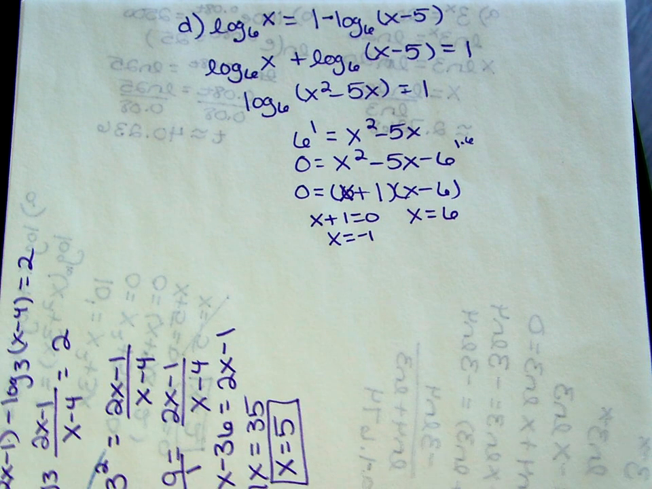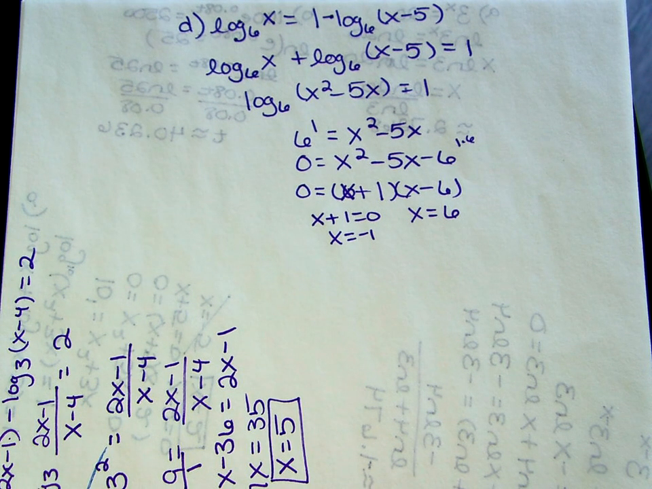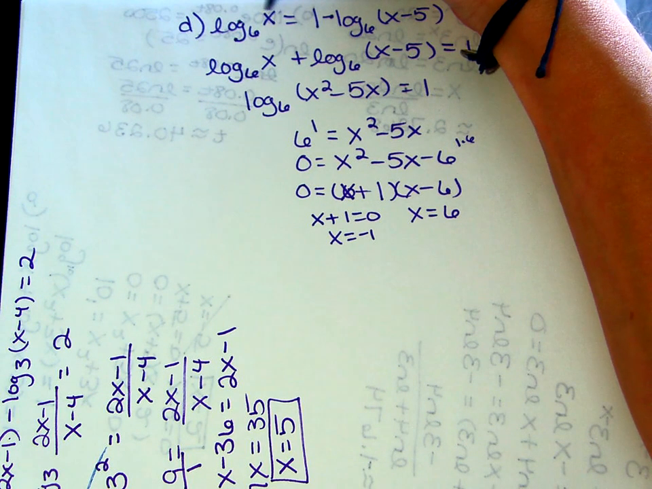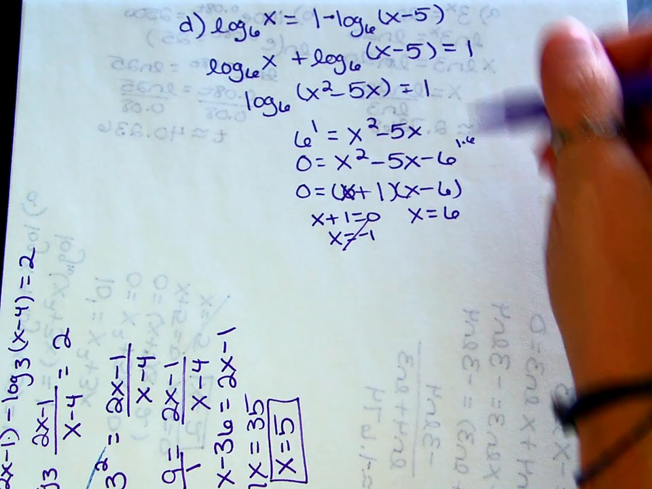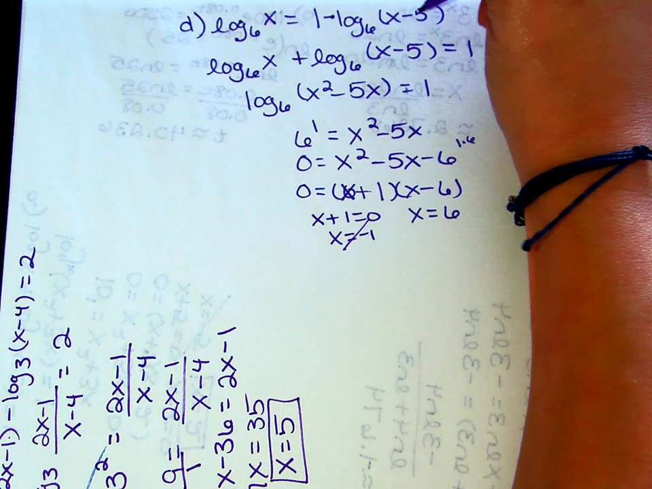Gosh, I gave you all nice ones for this one because this one's got log base 6 of x, so the fact that x is negative 1 breaks my logarithm. X is 6 would work here, and if I plugged it in here, I would end up with log base 6 of 1, which works over here. So the only solution that I have is x equals 6.